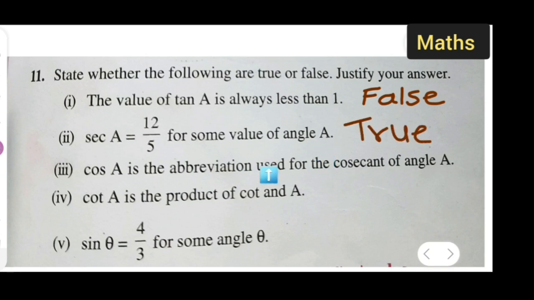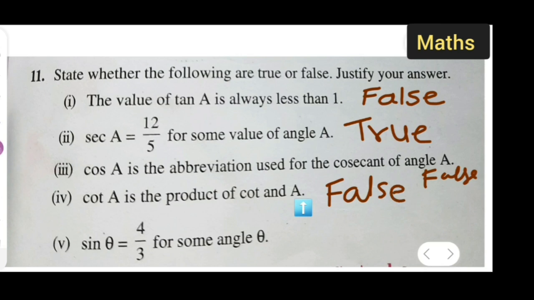Next, moving towards the third one, cos A is the abbreviation used for the cosine of angle A. If you see this properly, the statement is false, because cos A gives you cosine A and cosec A will give you cosecant A, so this will be the false statement. Next, what we have is cot A is the product of cot and A. So obviously this is also the wrong statement, so I can write down false. So the third and the fourth are false.